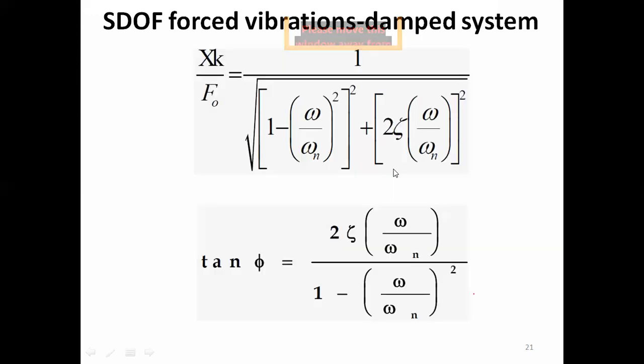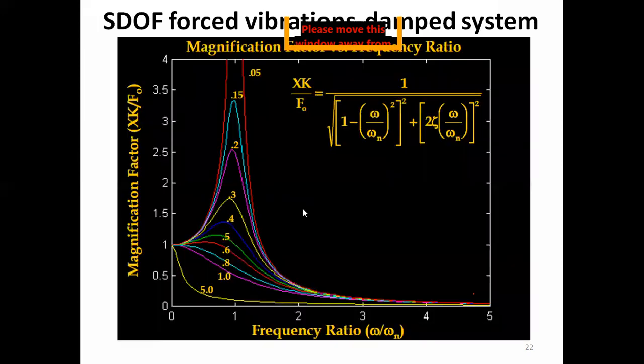So simulating the first equation, what we are doing, we have to change the frequency ratio and the damping ratio, and we have to find this magnification. We are taking the magnification along the vertical, and I'm taking the frequency ratio, omega by omega n, along the horizontal. The magnification, which is xk by f naught, we are taking along the vertical.